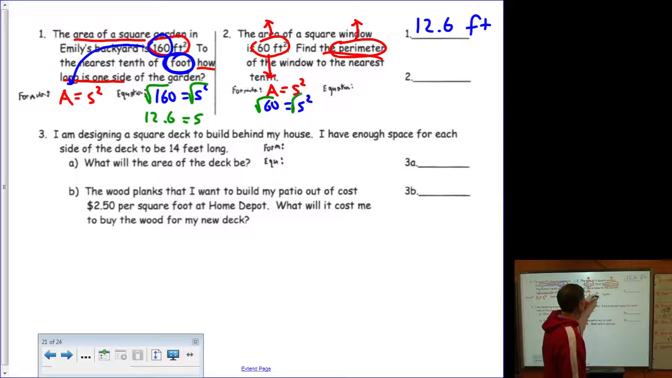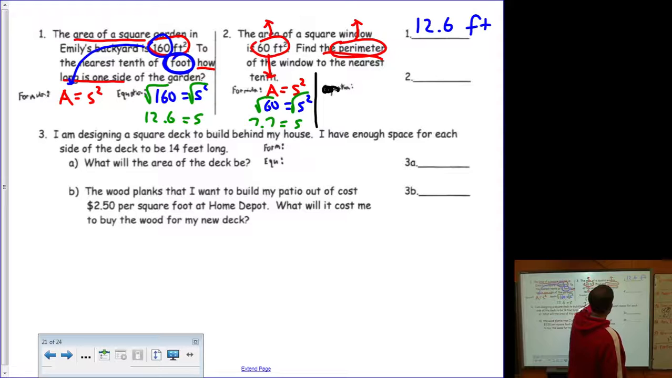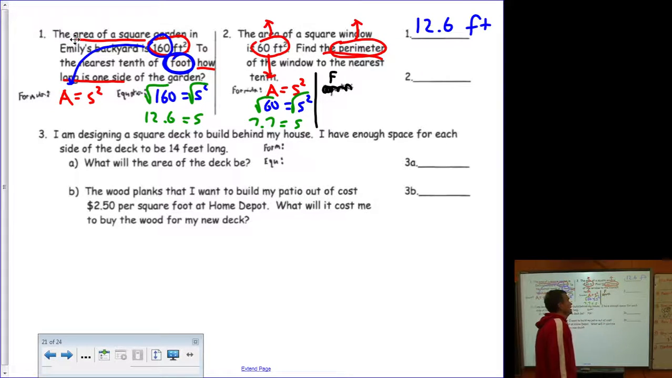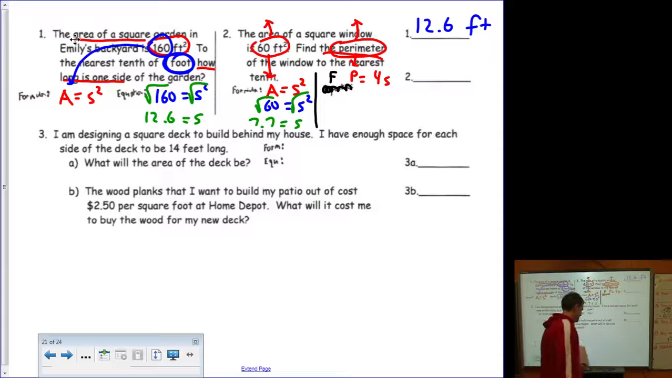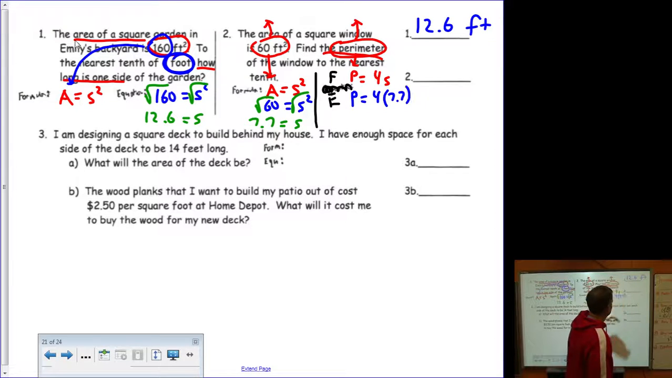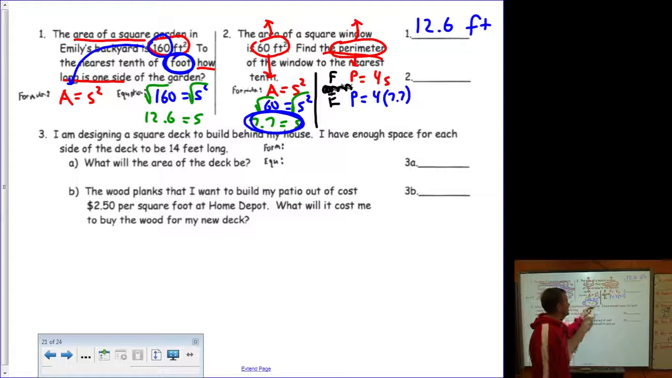And to solve this, I would take the square root of both sides and find out the side length is the square root of 60, and that is 7.7. Now, instead of writing another equation, I'm going to need another formula, and that would be the perimeter formula. Perimeter equals 4 times the side length. So my equation would be perimeter equals 4 times 7.7. I'm taking my side length of 7.7 and putting it in for the S side length. And so then all I need to do is multiply 4 times 7.7, and I would find out that it's 30.8.